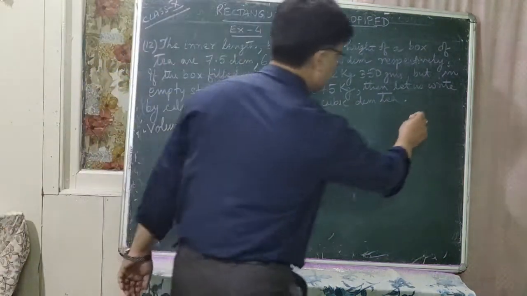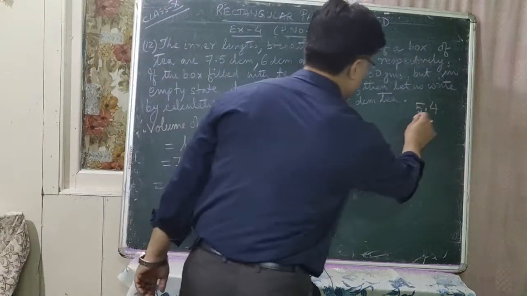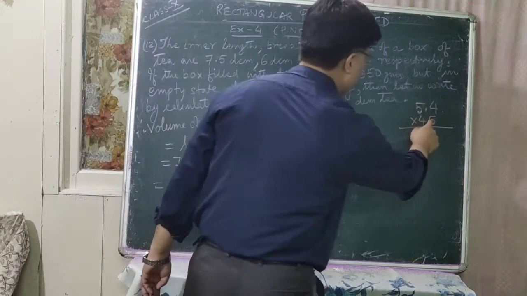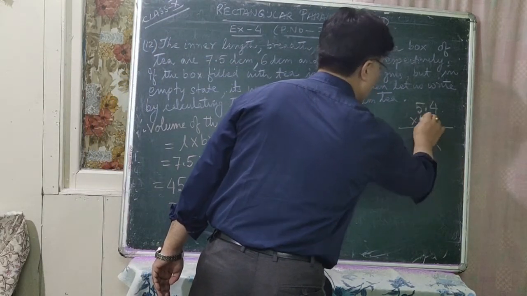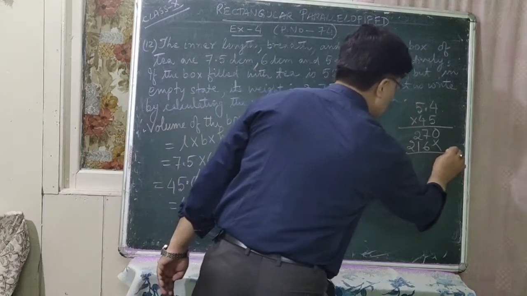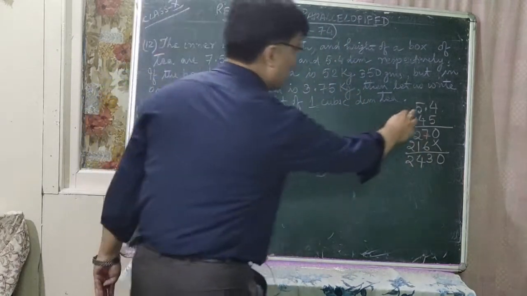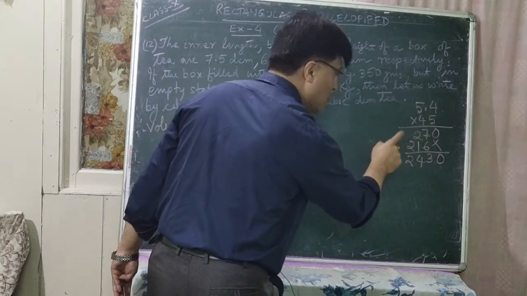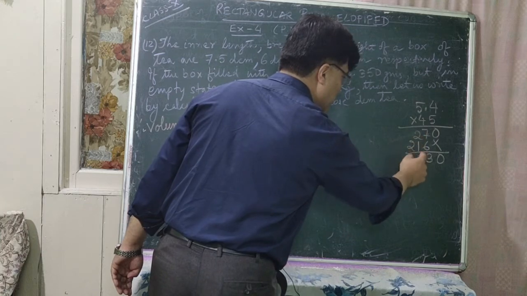So let us simplify it now. 5.4 into 45. Let us calculate it in the rough part. 5 4s are 20, 0, 2, 5 5s are 25 plus 2 is 27. 4 4s are 16, 6, 1, 5 4s are 20 plus 1 is 21. Is that clear? So add them: 0, 7 plus 6, 13, 3, 1, 3 plus 1 is 4, then 2.